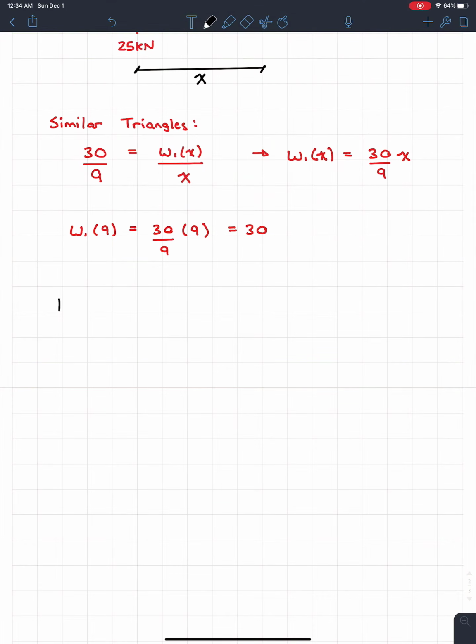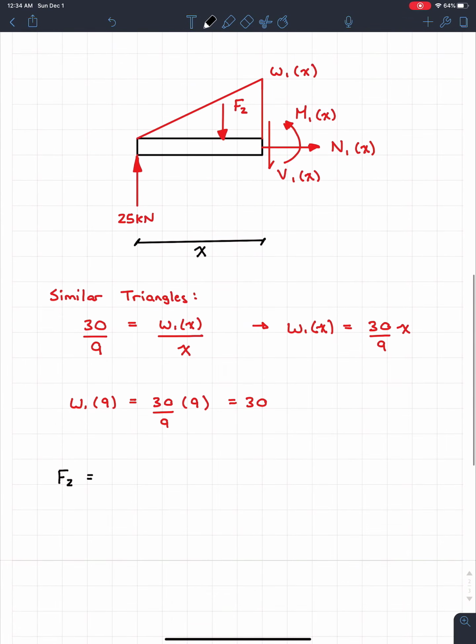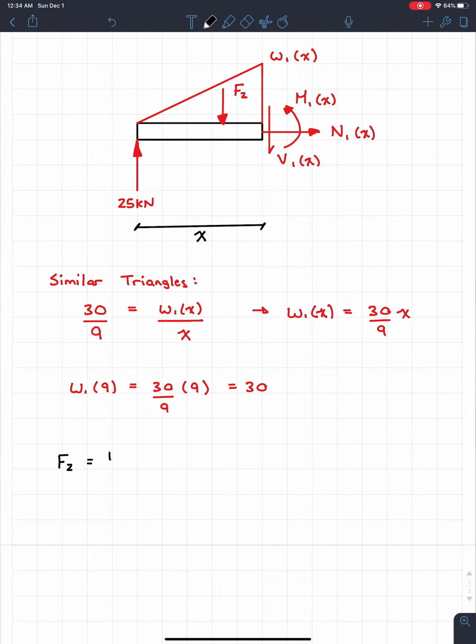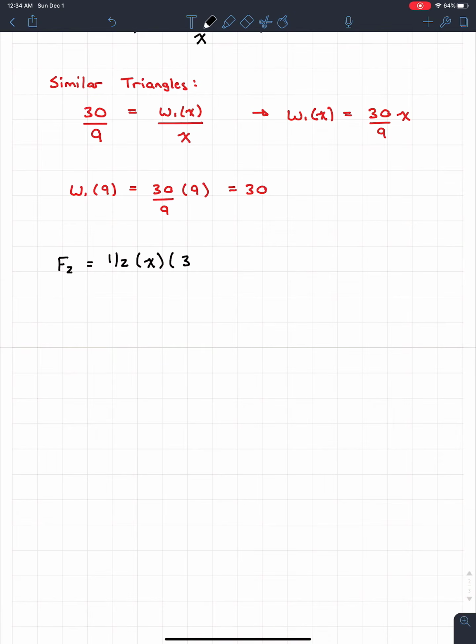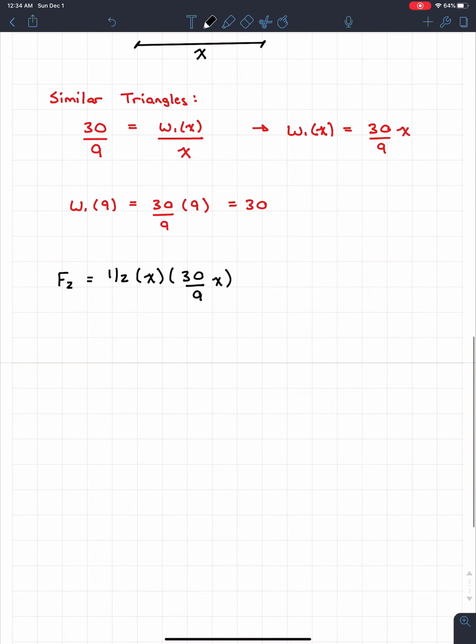So F2 is going to be the area. Since it's a triangle, we're going to have 1/2 times the base, which in this case is actually x, and then the height right now is 30 over 9 x. So we have 1/2 times x times 30 over 9 x. We can simplify this, and what we get is 30 over 18 x squared.